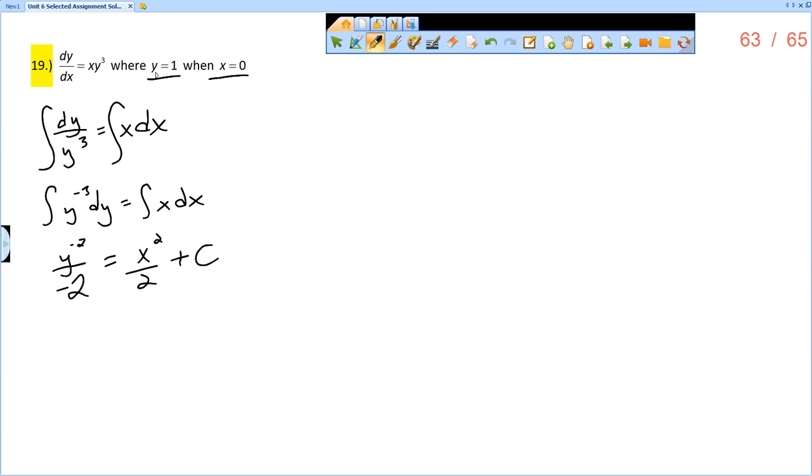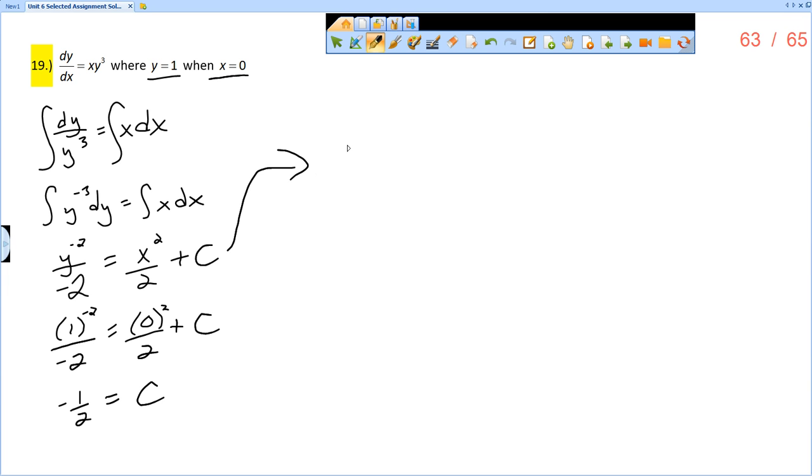All right, so now I want to use the fact that when y is 1, x is 0. So 1 to the negative second over negative 2 equals 0 squared over 2, plus c. All right, so 1 to the negative second, that's just 1 over negative 2. So that's negative 1 half equals c. And so that means that my equation would be y to the negative second over negative 2 equals x squared over 2 minus 1 half.